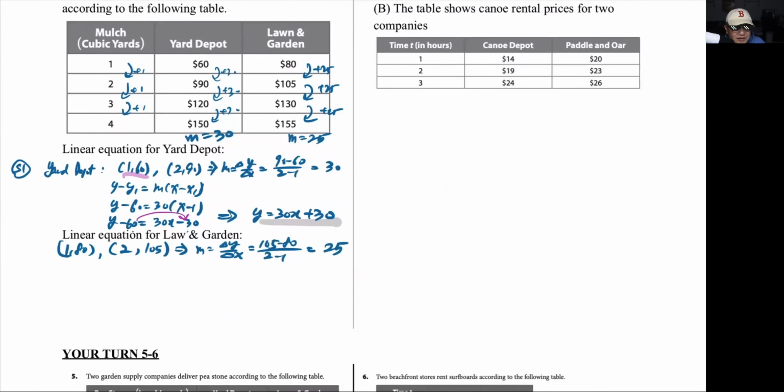Wow, I just realized we don't have much space here, right? I'm so sorry about that. Okay, all right.